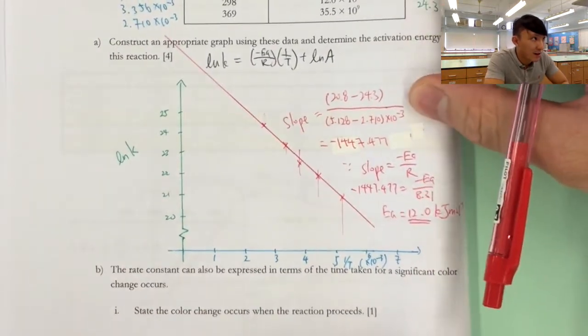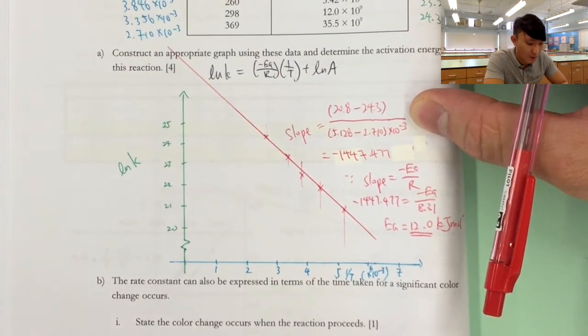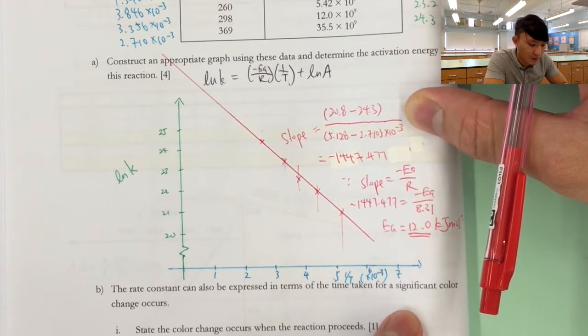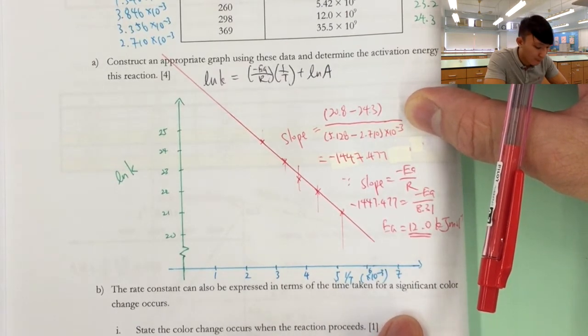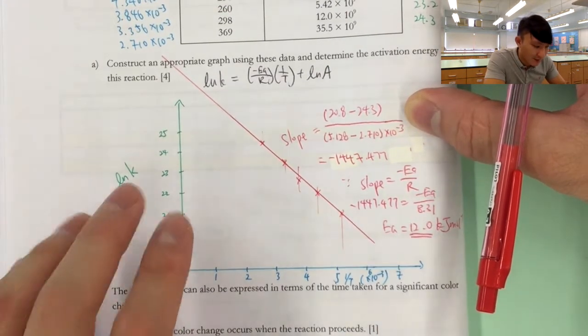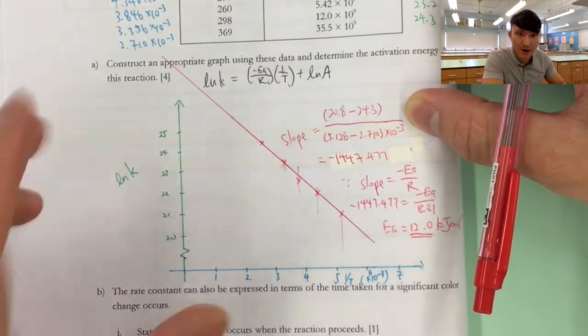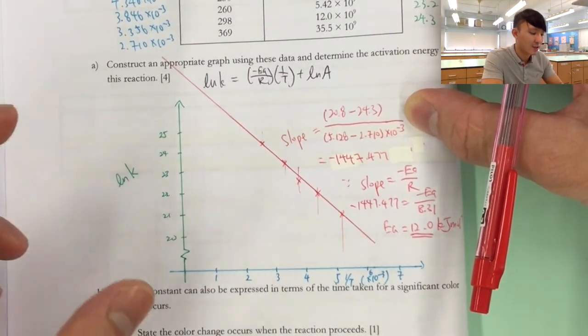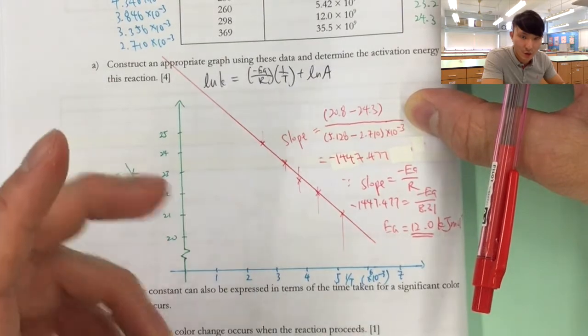So you see, there is actually a lot of work to be done to graphically determine the EA. Like I said, DSE won't ask you a question like this, but I would like you to at least try once yourself to see how it works.